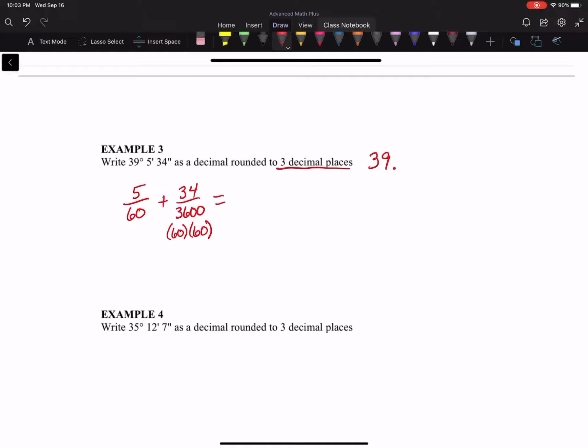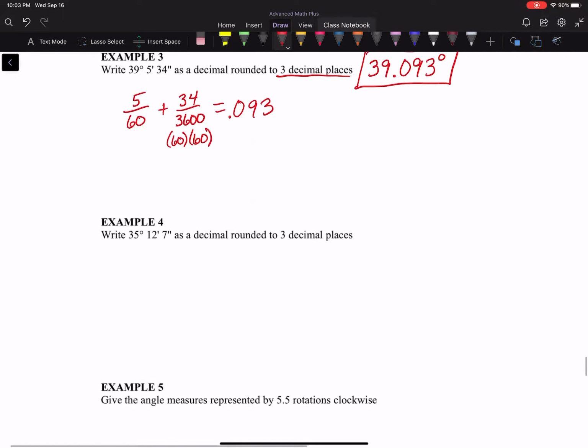That would be, let's see here, 0.093. And so we would just add that to the end of our 39. 39.093 degrees. So example 4, same thing.